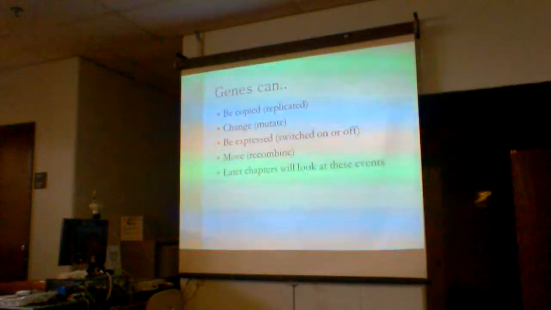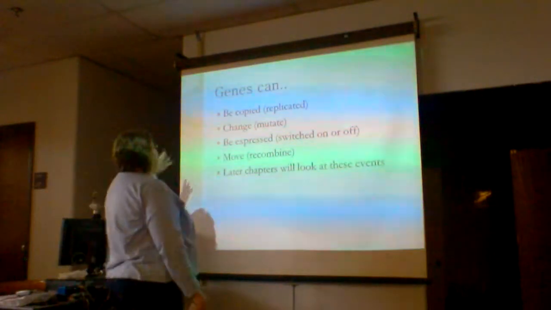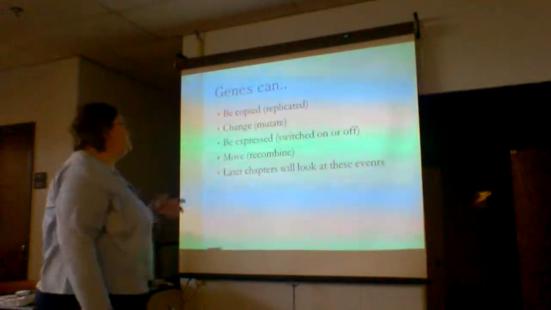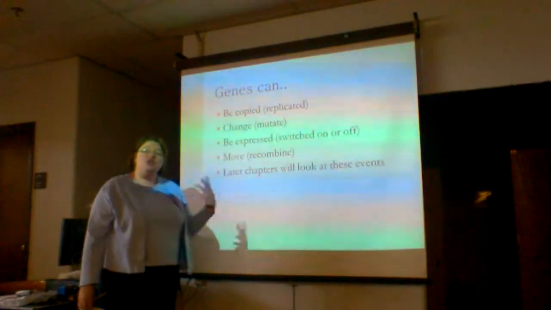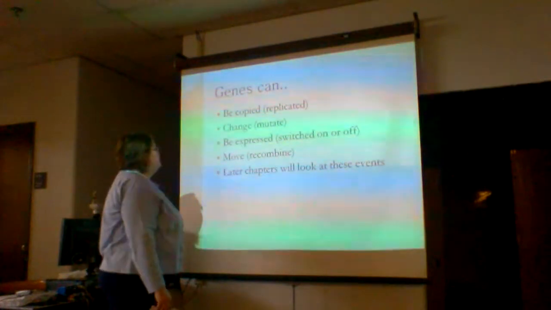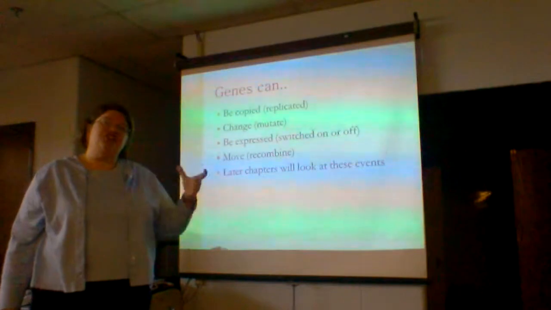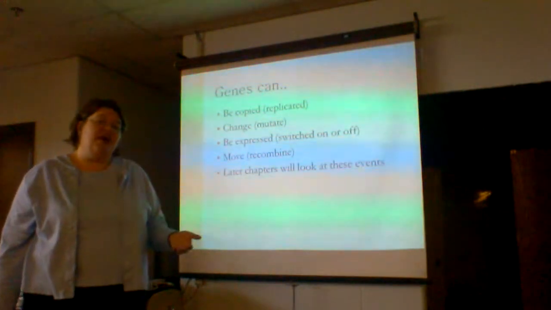So what else can genes do? Genes can be copied. That's DNA replication. When we copy a gene, when we copy DNA, DNA gets replicated. So genes can be copied. Genes can change. They can mutate. We'll do a section on mutation. They can be expressed. Genes can be switched on and off, depending on if we need that protein at that particular time.